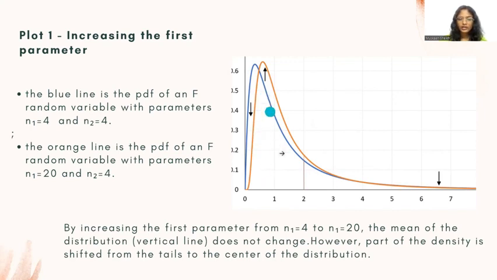And the orange line is the probability density function of the F random variable with parameters n1 equals 20 and n2 equals 4. So by increasing the first parameter from n1 equals 4 to 20, the mean of the distribution does not change. The vertical line here does not change. But part of the density is shifted from the tails to the center of the distribution.